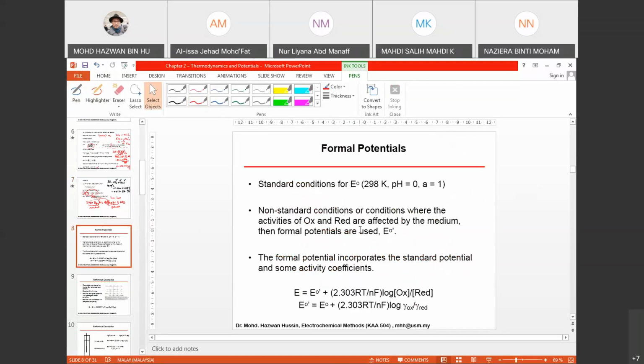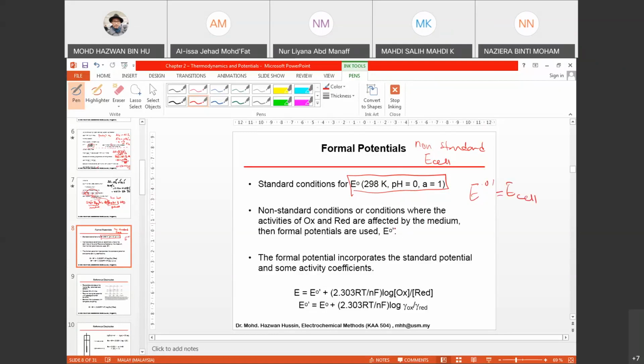Formal potential, I guess this one is more or less related to the non-standard cell potential, E cell, because we know that in the standard condition, this will be the working condition. But for a non-standard condition, we cannot use E naught, but instead we use E cell, or sometimes they write it E naught prime. So E naught prime is also equal to E cell.